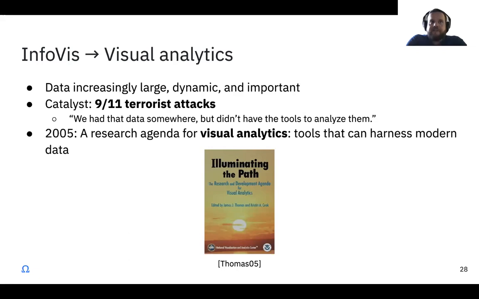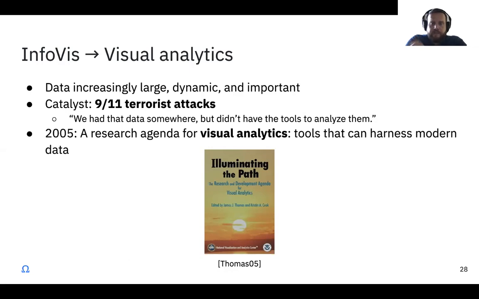Since then, the US government, but not only the US government, and not only for security purposes, have funded creating a research agenda for a new kind of discipline that would create tools that can harness modern data and analyze them efficiently. So this discipline is to this day called visual analytics. That agenda was published in 2005. It's called Illuminating the Path. Because it was funded by the US government and it's in the public domain, you can actually read this book for free online.